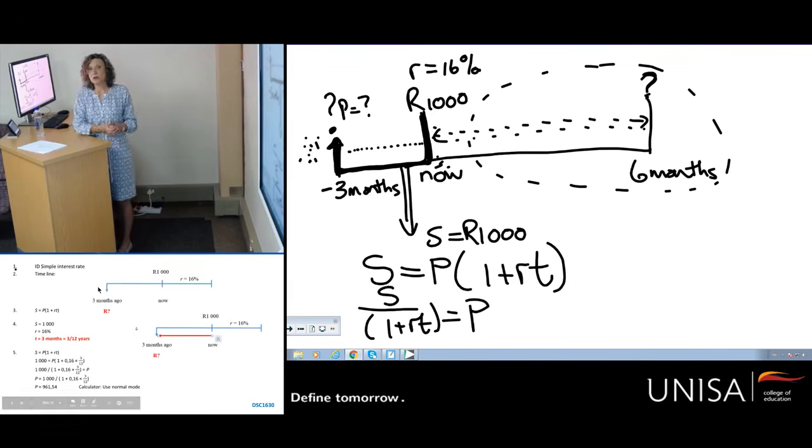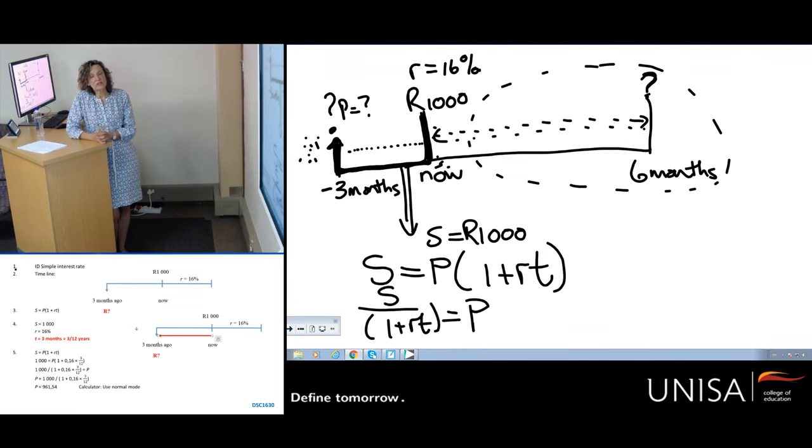Right, so we know it's simple interest. Our timeline, there's our timeline, and we need R at 3 months ago. So as I said, how do we know if 1,000 Rand, although it's now, why isn't it the P value? Because of the time that we're working with. If you look at the timeline I've given you there, a red line from now to 3 months ago, that is the part of the timeline that we're working with. So for that part, the 1,000 Rand is the future value, and we want the present value of the 1,000 Rand.